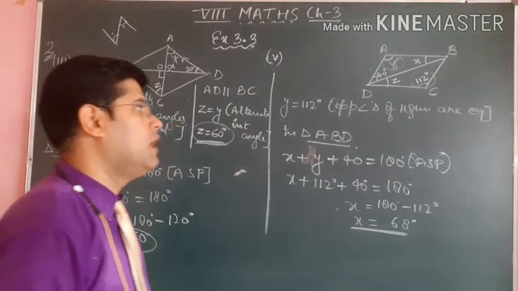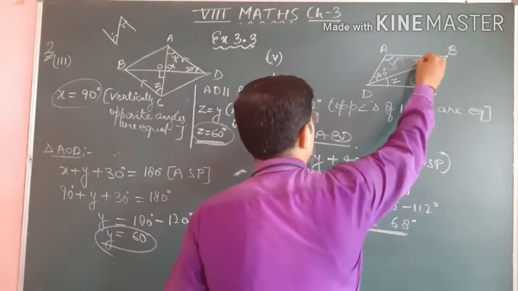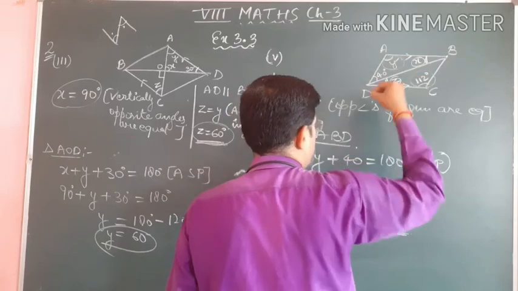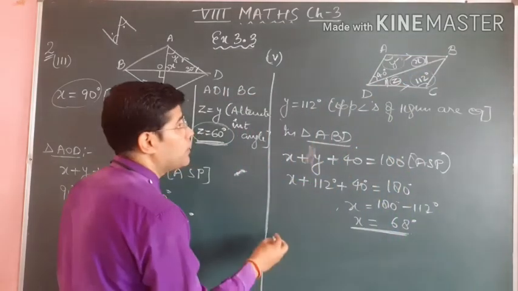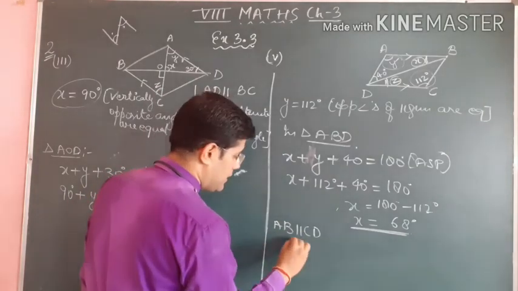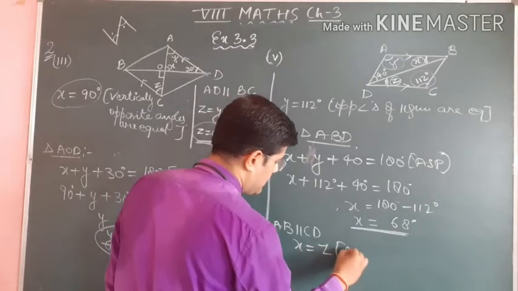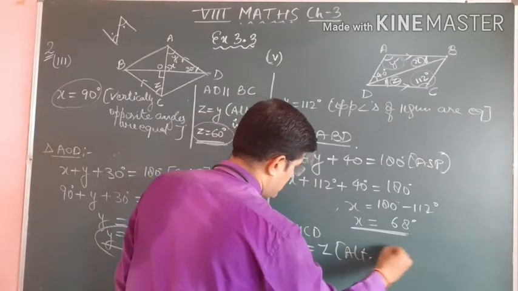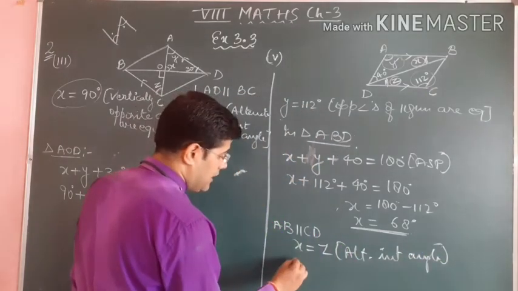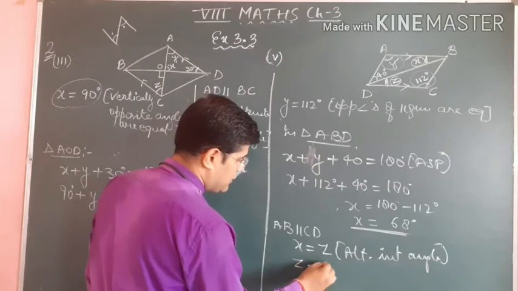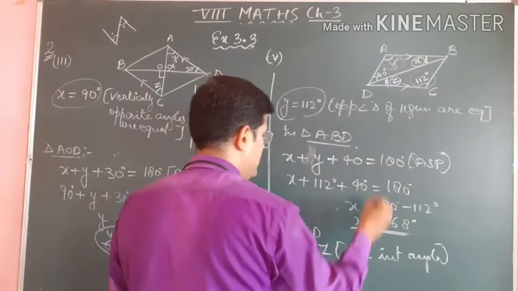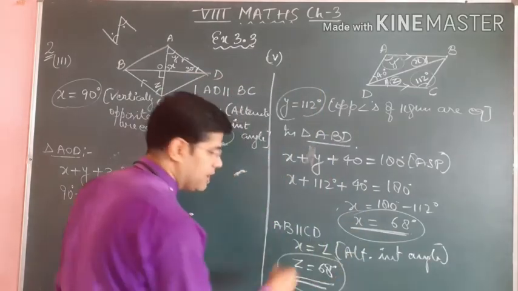So x is 68 degrees. Now whatever x we have, it will become z because alternate angles are there. So firstly we have to write the parallel parts: AB is parallel to CD. So x equals z, alternate interior angles. So here we can write z equals 68. So in this part we have also found y, x and z.